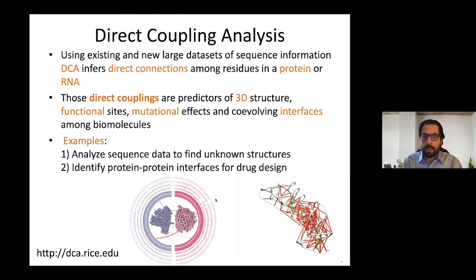So examples that can be studied with these methodologies: analyzing sequence data of proteins to find their known structures, as I've shown here, but also identifying interfaces that could be useful for drug design. To give an example, right now everyone is interested in COVID-19 and how its spike protein interacts with the ACE2 protein in humans. And this is one example where knowing the interface between these two proteins will be very relevant, because then you can design drugs that could get in the way.